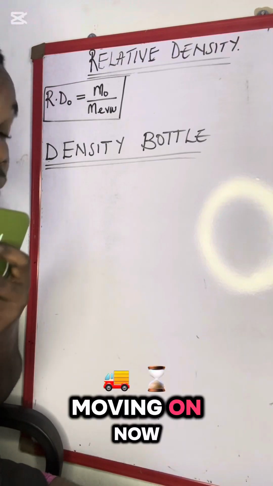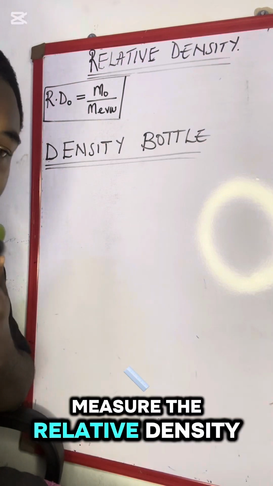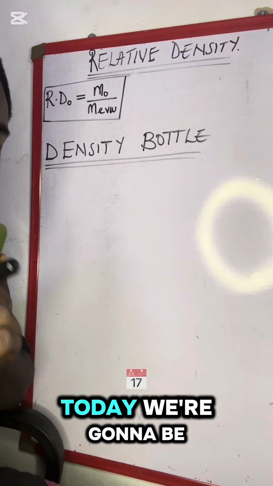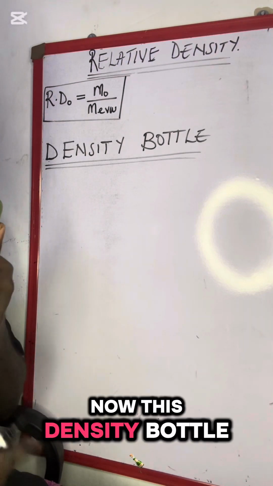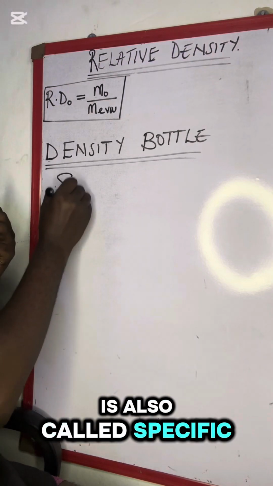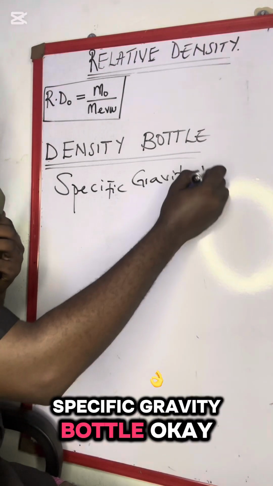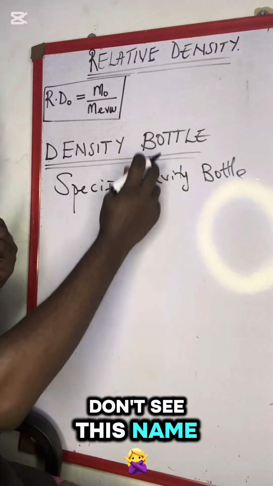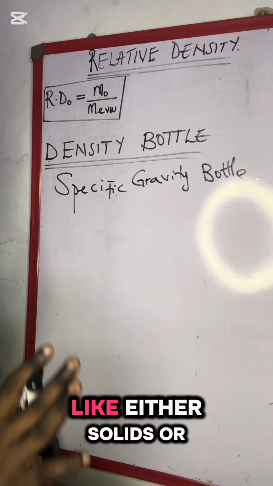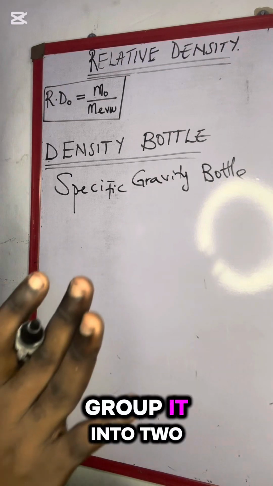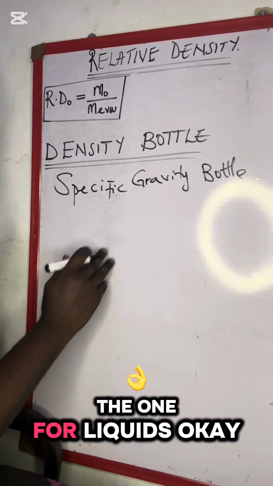Okay, moving on. Now, there are various instruments we use to measure the relative density of an object. But for our class today, we're going to be looking at the density bottle. This density bottle is also called the specific gravity bottle. In case you see this name, it is the same thing. It is used to measure the relative density of objects, either solids or liquids. So we're going to group it into two: how do we use it to measure the one for solids and also the one for liquids?